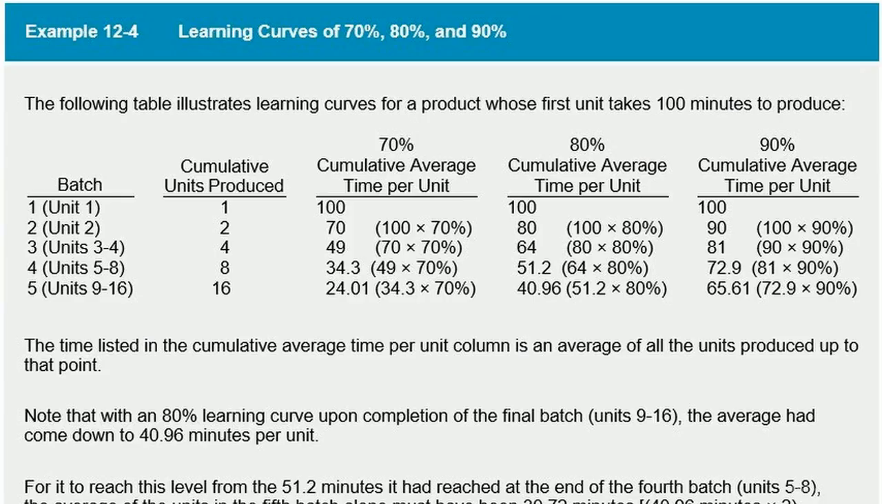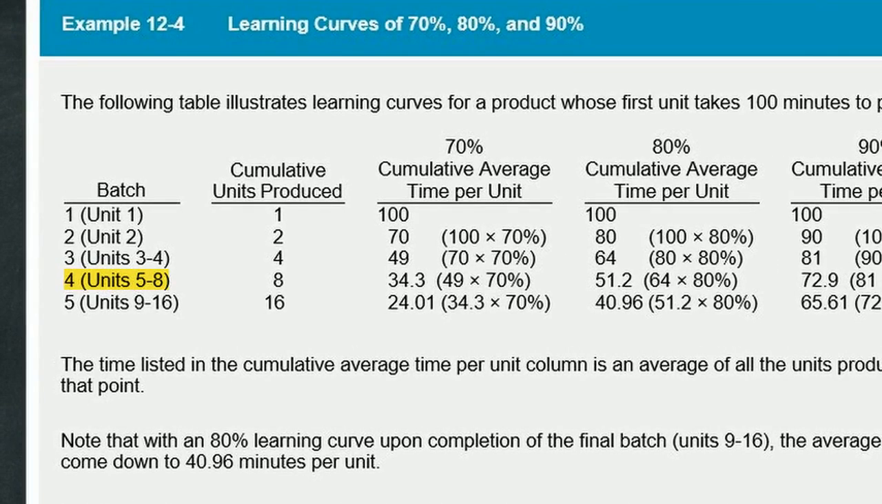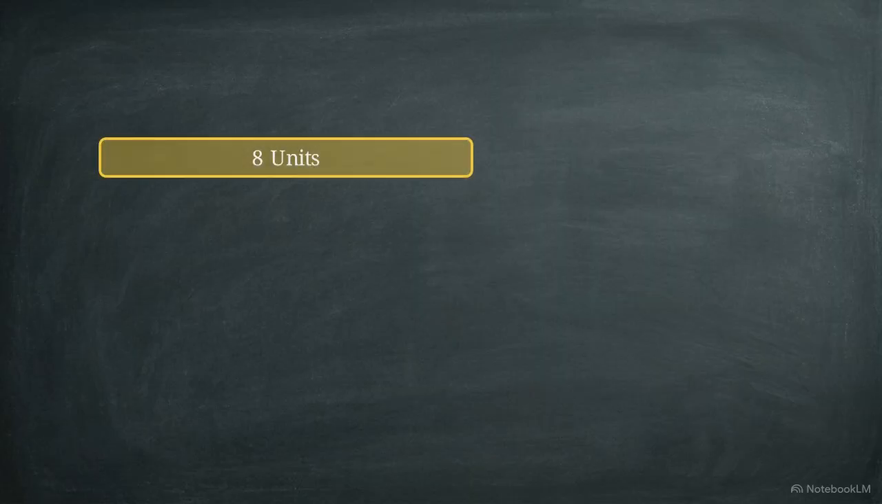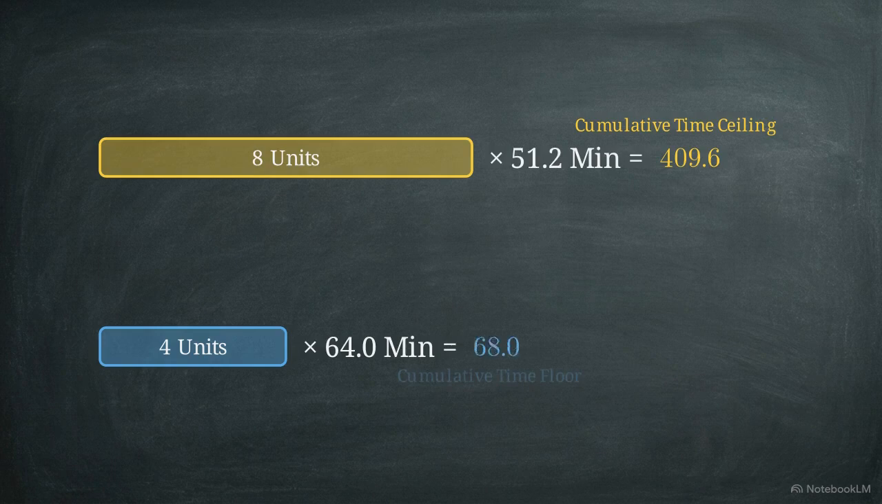In heavy manufacturing, companies rarely track costs unit by unit. They track them in large batches. Fortunately, this subtraction logic scales perfectly to batch-level costing. Look at this table. If management needs to isolate the labor cost for only their most recent production batch, specifically units 5 through 8, we apply the same rules. First, we find our total time ceiling. We take those 8 total units and multiply them by their cumulative average of 51.2. That gives us 409.6 total minutes of labor.